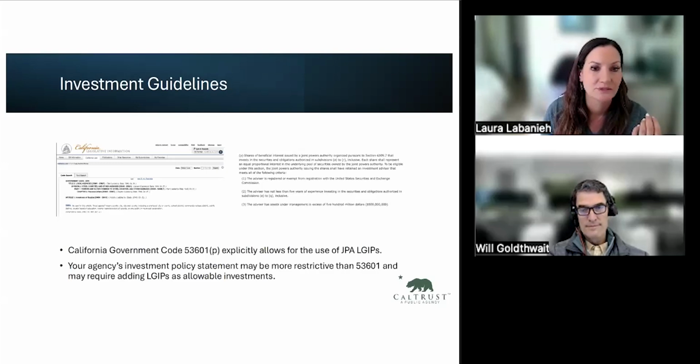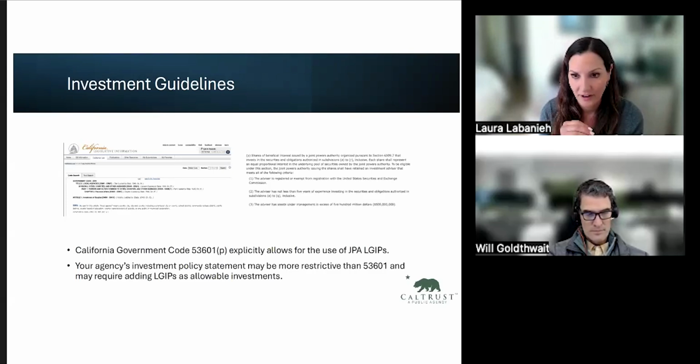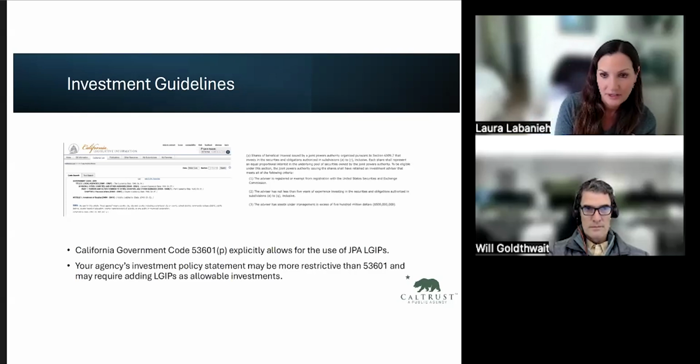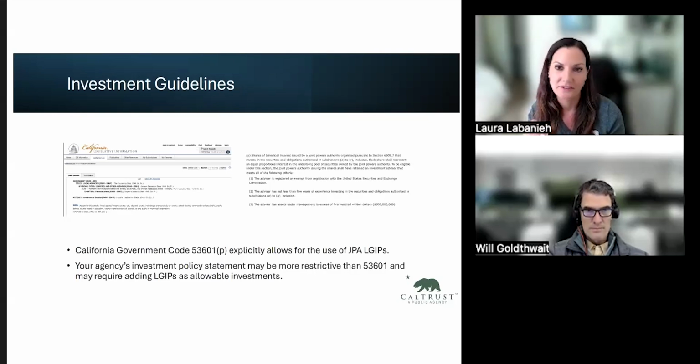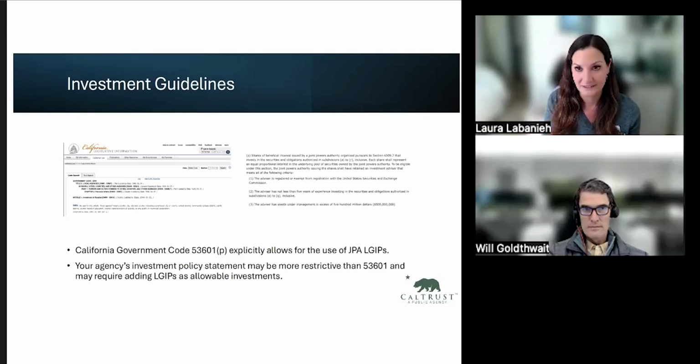Now, how do these work? The basic structure behind the LGIP is a JPA. A JPA is a Joint Powers Authority, and JPAs are public agencies. Therefore, they can only invest in the same instruments allowable to all California public agencies as authorized by 53601. So if you're investing in a JPA LGIP in California, you can rest assured that their guidelines have to mirror 53601 and be compliant, because they are a public agency themselves. So CalTRUST, we are a joint powers authority. We are a public agency providing a service to you.